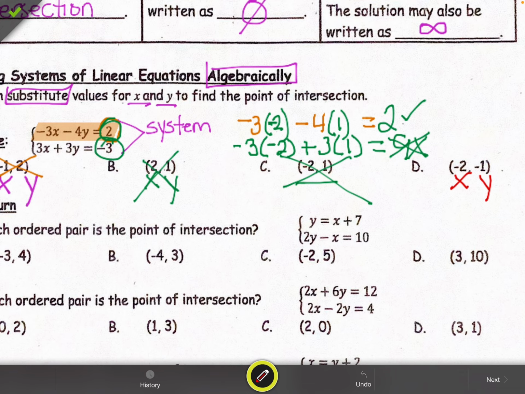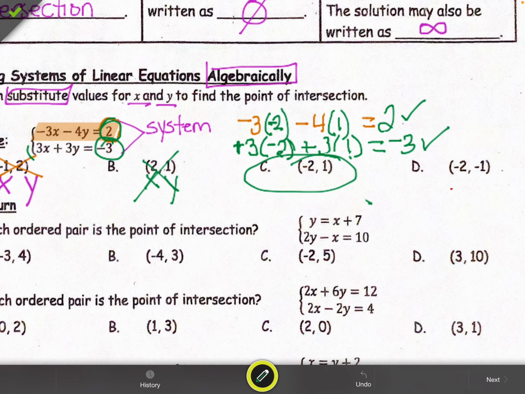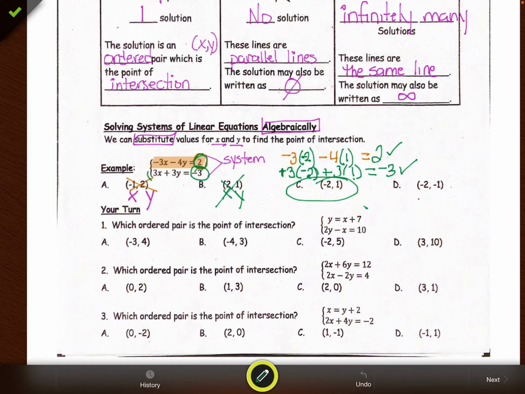Oh, and my bad, I made a mistake, didn't I? Yep, I did. Look, where's my mistake? Did any of you catch it? Erase, erase, erase. Where's my mistake? Yeah, it's not -3, is it? This is positive 3x, so we need to fix that. So that's actually going to change everything. Positive 3 times -2 is -6, plus 3 is -3. So that one actually does work. Okay, so that's where the two lines would intersect if we graph them.